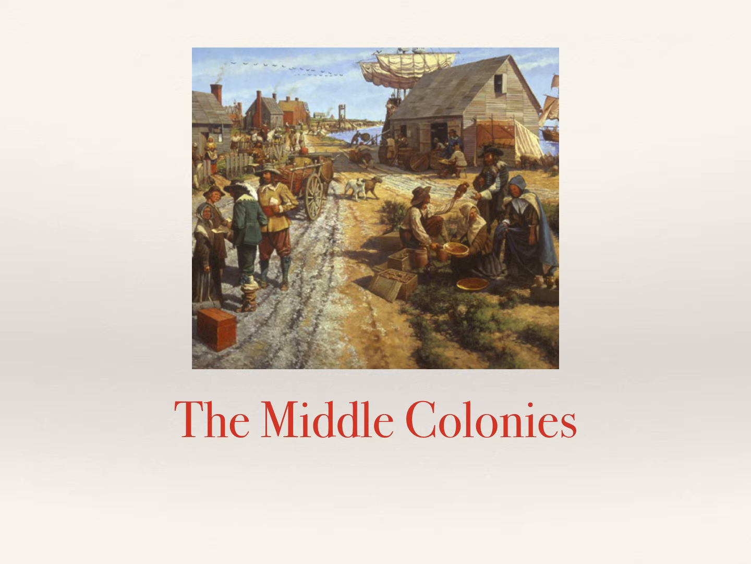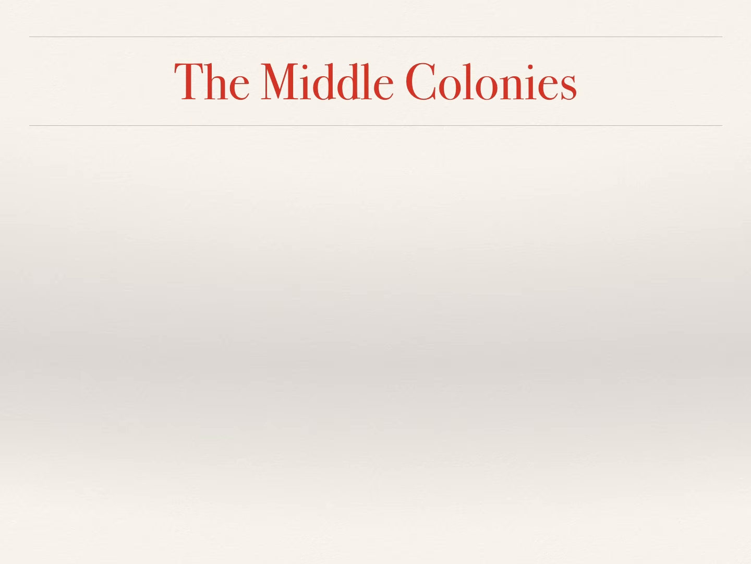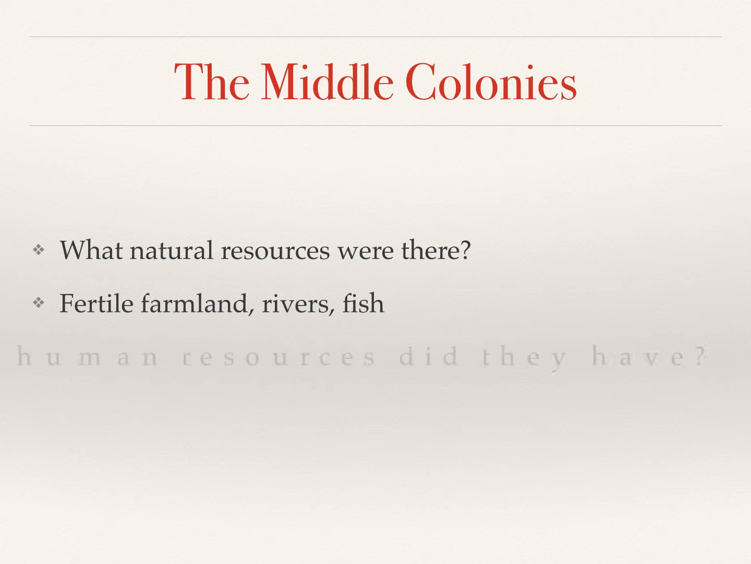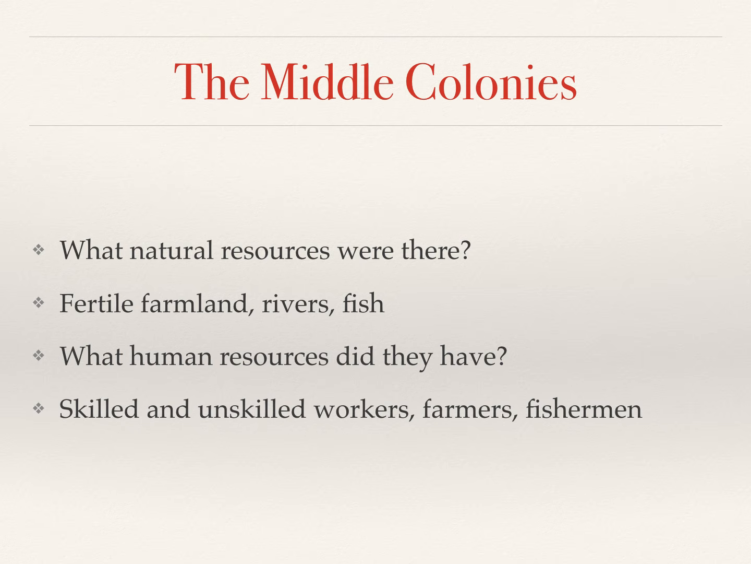So let's move next to the Middle Colonies. The Middle Colonies are kind of a mix of the other two in some ways. What natural resources were there? In the Middle Colonies, there's a lot of good farmland. There's a lot of rivers. There's a lot of fish. What sort of human resources did they have? They had some skilled workers, but they had some unskilled workers too. They had farmers, they had fishermen.